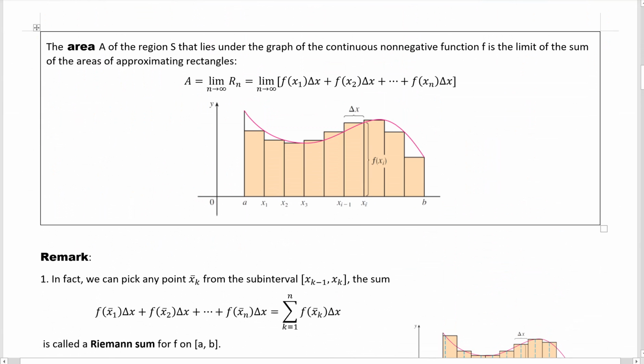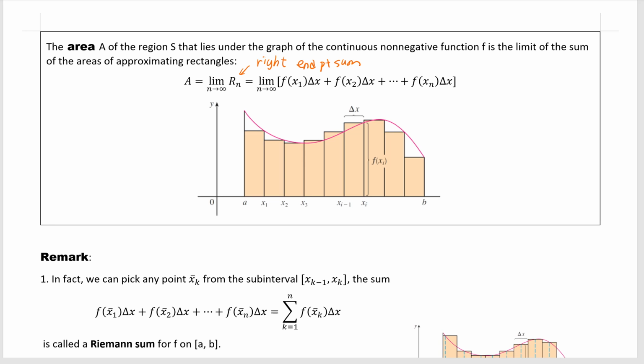So definition, the area A of the region S that lies under the graph of a continuous non-negative function f is the limit of the sum of the areas of the approximating rectangles. Okay, so here let's use the right endpoint sum. So this is the right endpoint sum.